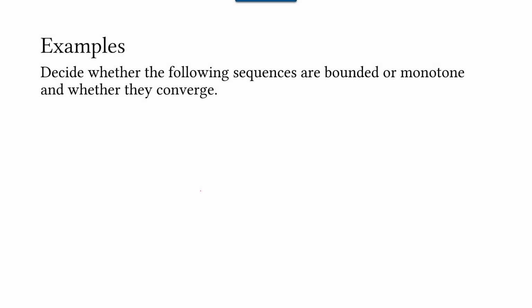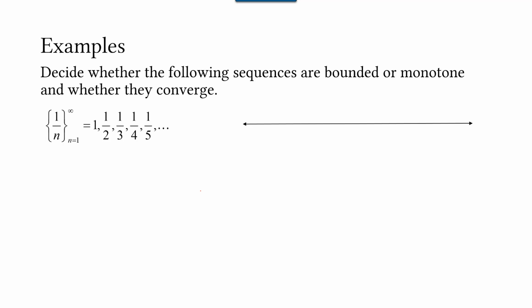The following examples will give us some practice in figuring out whether a sequence is bounded or monotone, and also whether the sequence converges. First off, we have the reciprocals of the natural numbers. So we're looking at terms like 1 over n. Those are 1, 1/2, 1/3, 1/4, 1/5, and so on.